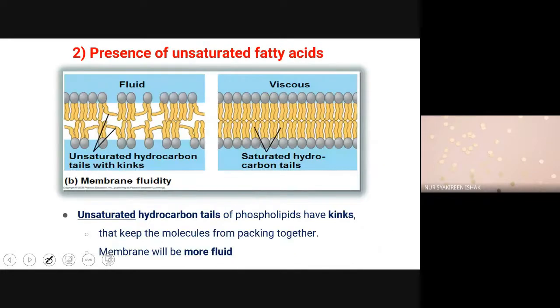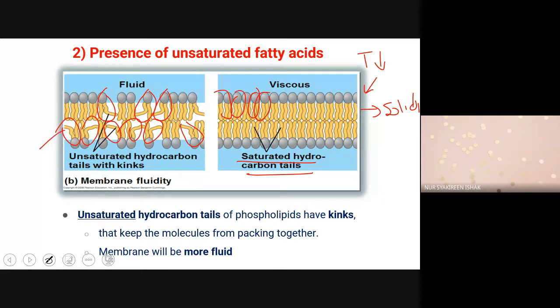Okay. So if you look at this diagram, the comparison between plasma membrane that is made up of all saturated fats. So if the temperature drops, the molecule will be closely packed together and causes the membrane to be solid and not functional. But if the membrane increases in the composition of its unsaturated fatty acid, so the tail will be bent. So this will prevent the molecule from closely packed together and maintain fluid, even if the temperature drops. So unsaturated hydrocarbon tails of phospholipids have kink that keeps the molecule from packing together and membrane will be more fluid. So membrane can carry out its function.